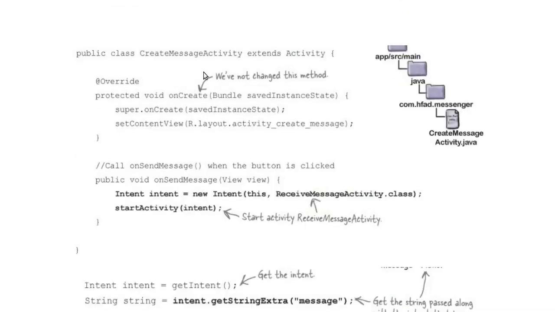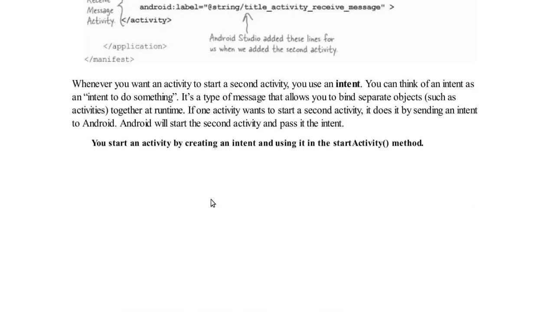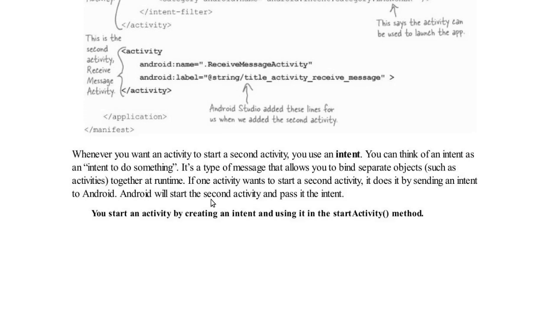So how does the create activity work? Now we have one activity, create activity, and another is a receive activity. How can we link these two? For that we need an intent. You can think of intent as something like an intent to do something. So what is the intent here? Intent means to start the second activity from the first activity. Basically it binds separate objects together at runtime.